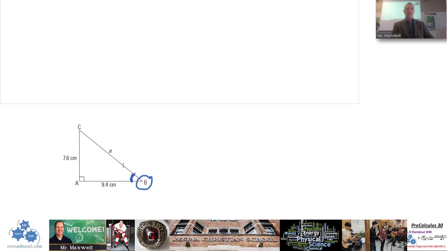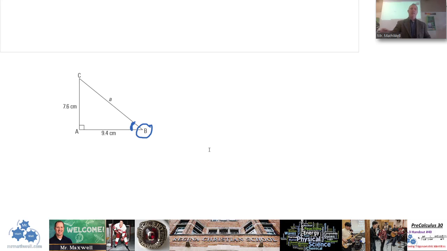So it's not this exact question, but let's say for angle B, I want to know what is the tangent of angle B. Well, the tangent, remember, it's TOA. So tangent equals opposite side divided by adjacent. So let's figure out what side is what.